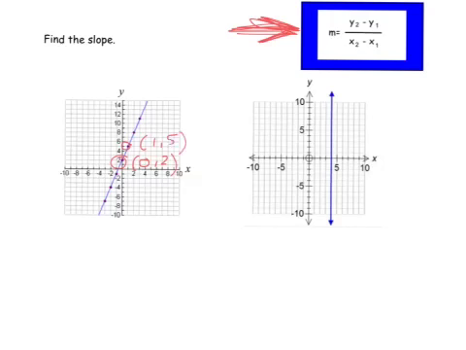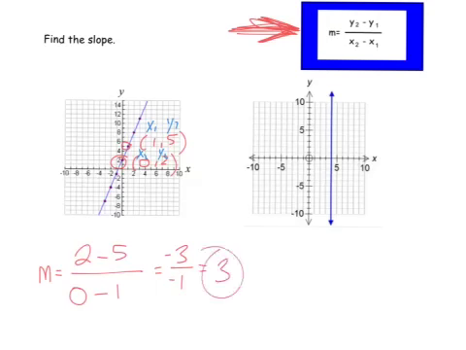Label them x1, y1, x2, y2, and know that whichever one you choose for points 1 and 2 really does not matter. Then my slope is y2 minus y1 over x2 minus x1. 2 minus 5 is -3 over -1, which is really just 3.